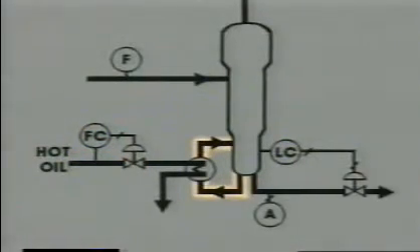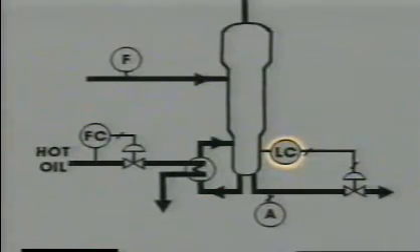The process lines indicate that process fluid exits the column, passes through the reboiler, and returns to the column. You know that a controlled flow of hot oil passes through the reboiler to increase the temperature of the fluid in the column.